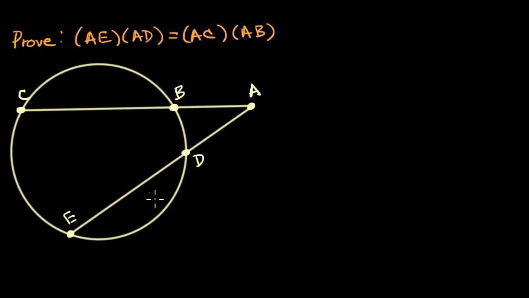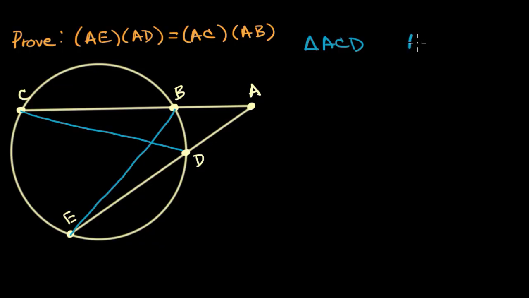So let's prove this. And like we've done in many videos, we will do this by constructing some triangles. So let's set up a segment, I should say, BE, and then another one, DC. And what I want to show you now is that triangle ACD is, well, I'm going to show you it's similar, but I won't write it down just yet. But we're going to show that it's similar to triangle AEB. AEB. How do we show it similar?